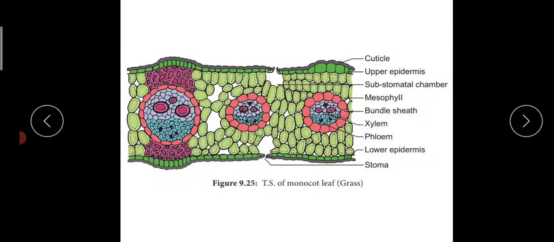Okay, and these bulliform cells have thin walls, and what are they meant for? They are meant for rolling and unrolling movement of the leaf, because it is actually a mechanism for prevention of water loss. So rolling occurs by the rapid loss of water, and that is probably during the dry conditions. And when the water again comes to the optimum level, the leaves unroll.